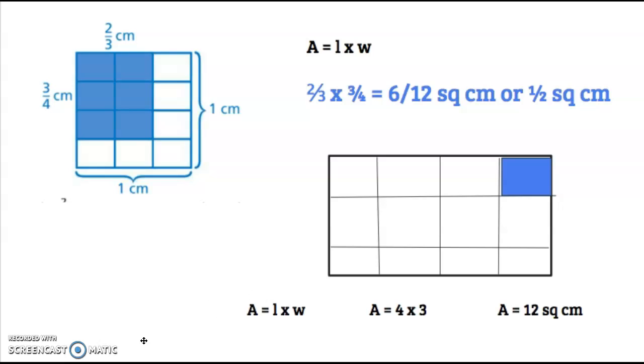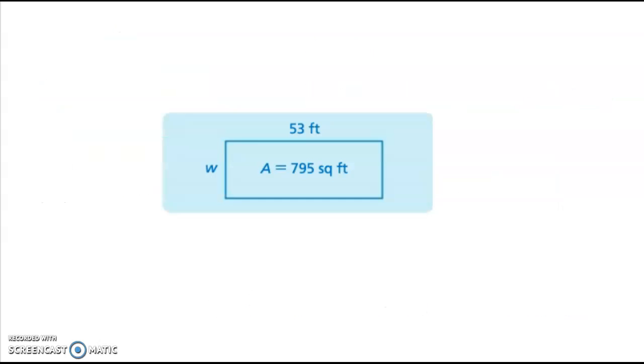All right, let's move on to something new. Here we have a new rectangle. We can see that our length is 53 feet. Our width, we're not quite sure. We have a W right there for our width. But in our area, we do know what that is, and it says that it's 795 square feet.